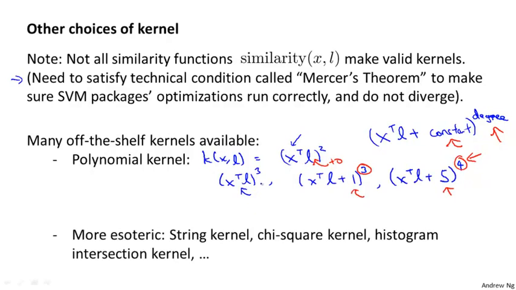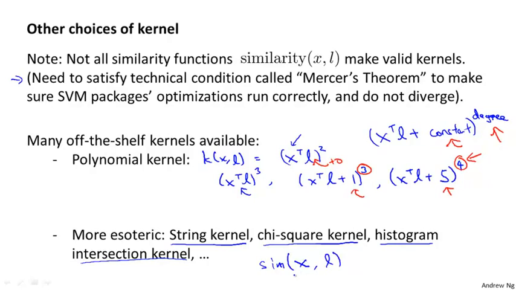And then depending on what you're doing, there are other more esoteric kernels as well that you may come across. There's a string kernel. This is sometimes used if your input data is text strings or other types of strings. There are things like the chi-squared kernel, the histogram intersection kernel, and so on. There are more esoteric kernels that you can use to measure similarity between different objects. So, for example, if you're trying to do some sort of text classification problem where the input x is a string, then maybe you want to define the similarity between two strings using the string kernel.